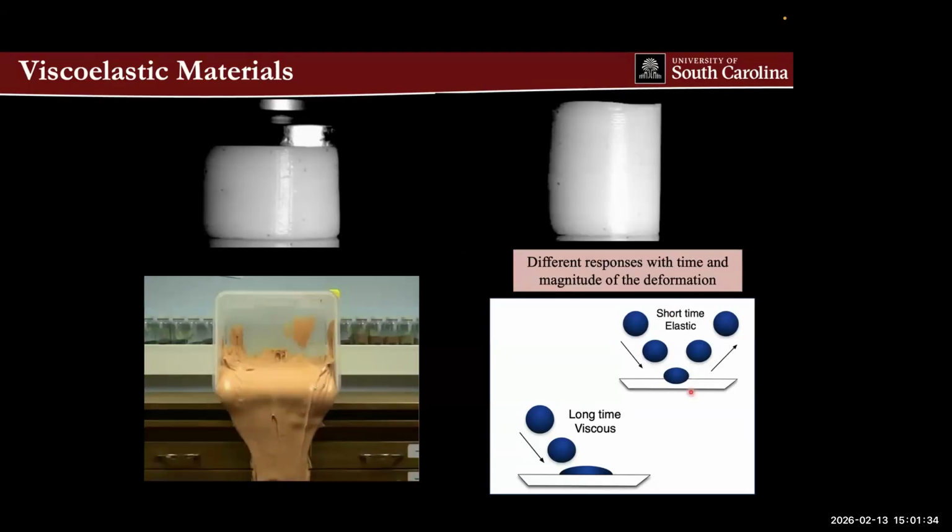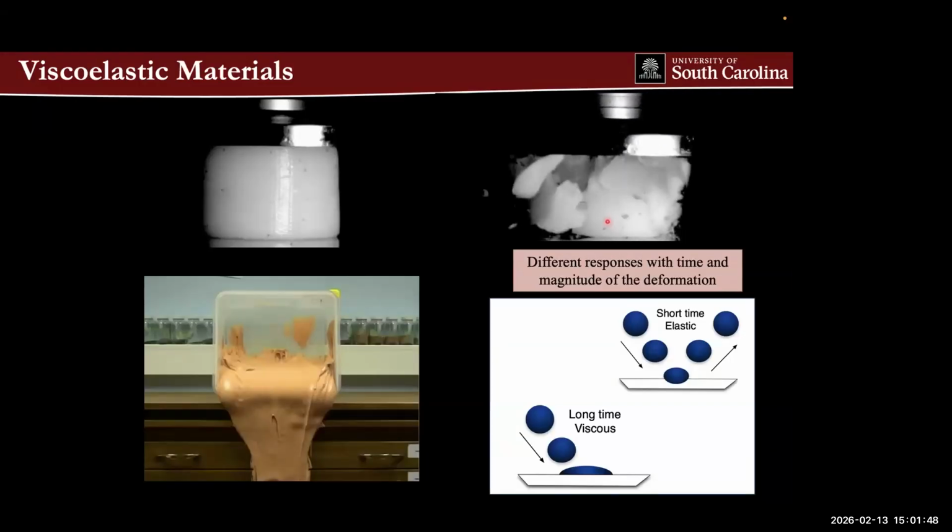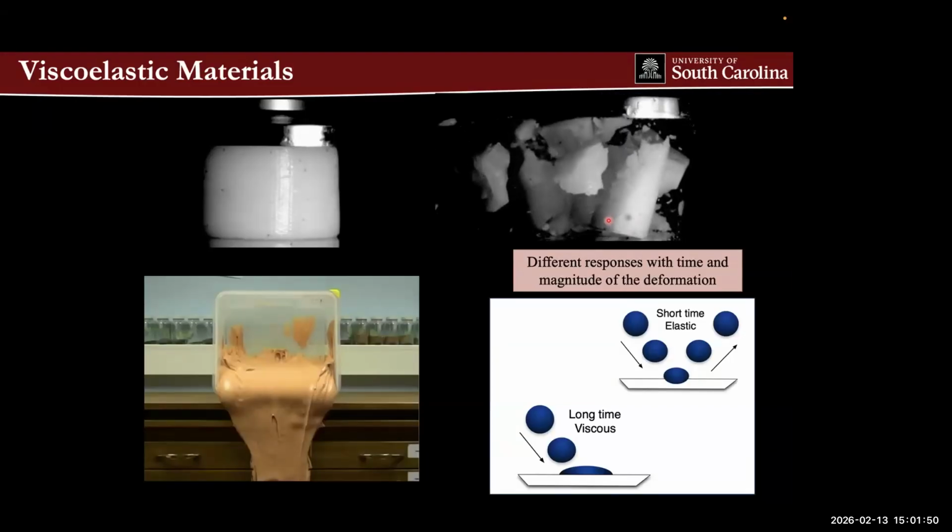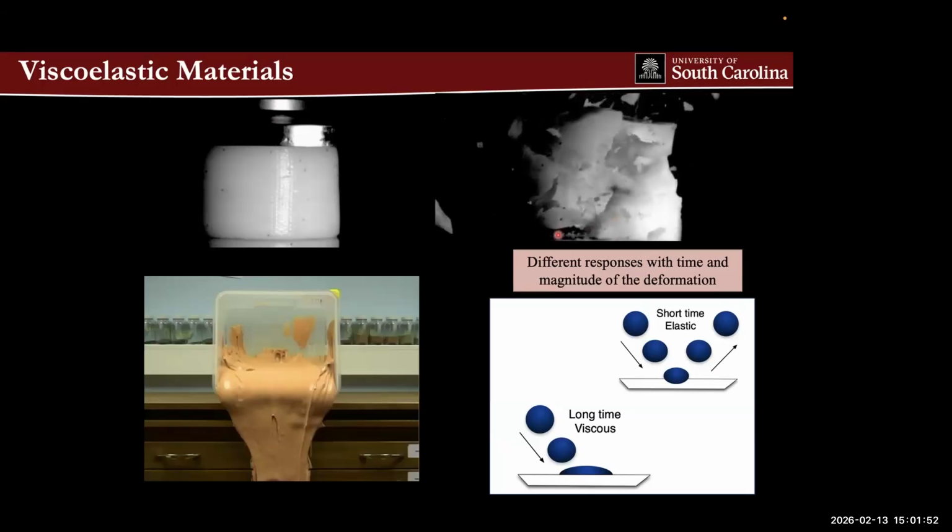So the key with viscoelastic materials is that you can have different behaviors depending on the time scale in which you apply the deformation. And silly putty is even more special because it has a third type of behavior: if you hit it hard and fast, it actually becomes a brittle solid.